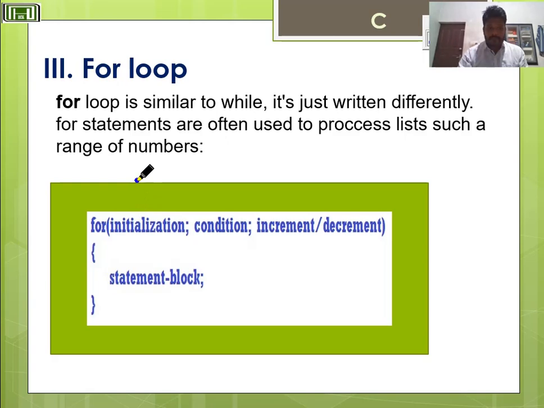So for using for loop we have three portions: first initialization, then condition checking, then increment or decrement. This is the difference. In while we are incrementing or decrementing in the body part, in the for it is in the for statement itself. So for initialization, then condition, then increment. Three portions are there: 1 initialization, 2 condition, and 3 increment or decrement. Then the statement block to be executed.